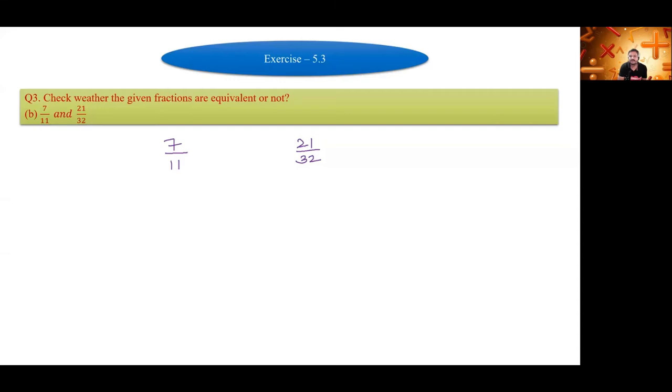Is there anything common between 21 and 32? Sir, nothing is common, beta. Only one is common. So these two fractions are not equivalent. Now, इसको simplify नहीं कर सकते हो. 21 और 32 में कुछ भी common नहीं है. Only one is common. Okay, sir. Okay. So both fractions are not equivalent to each other.